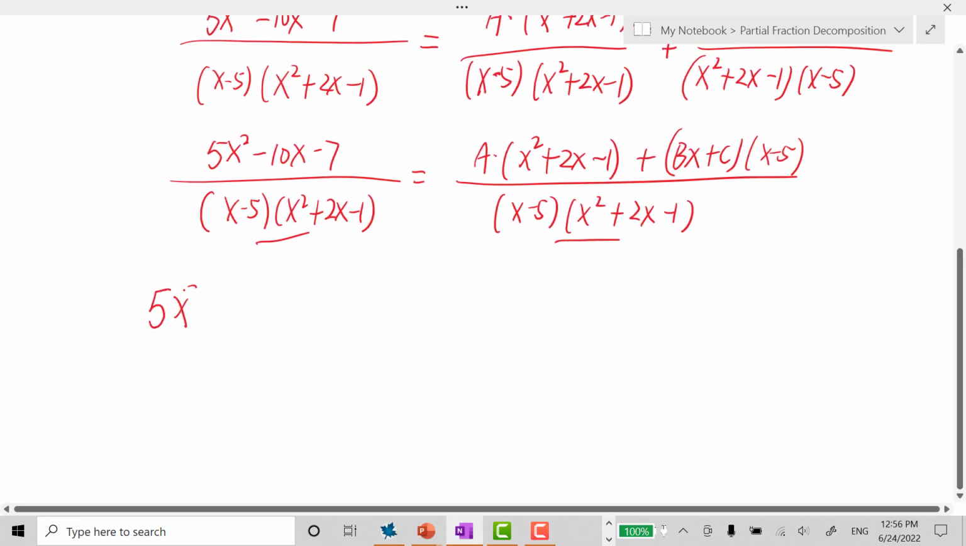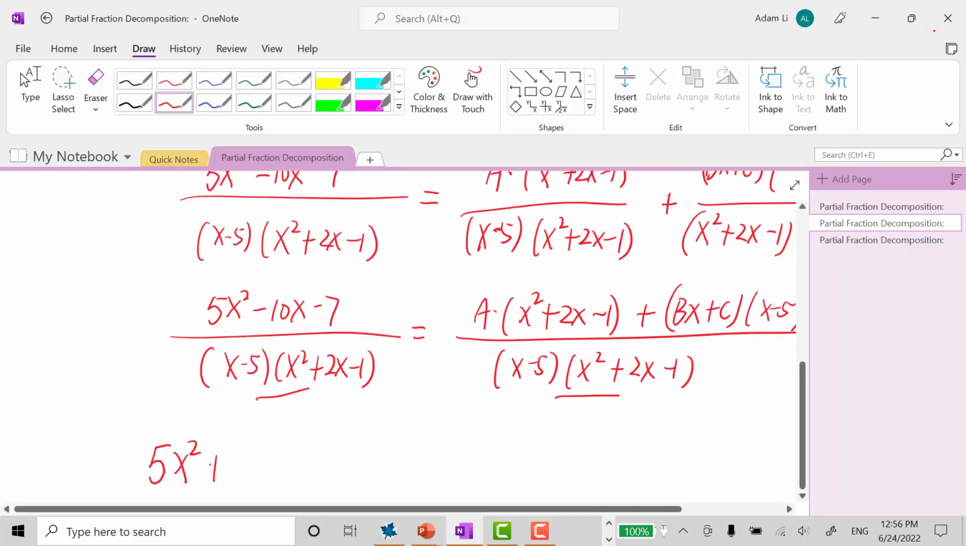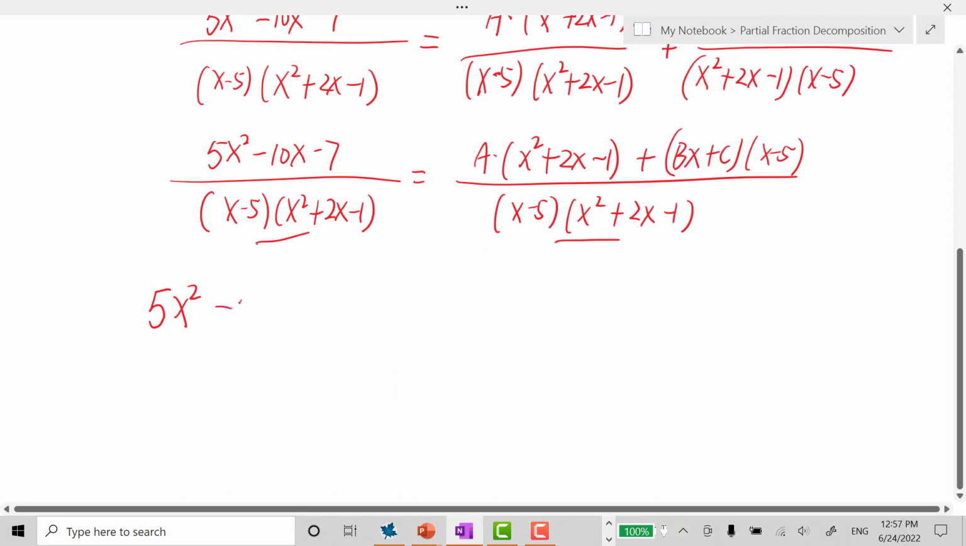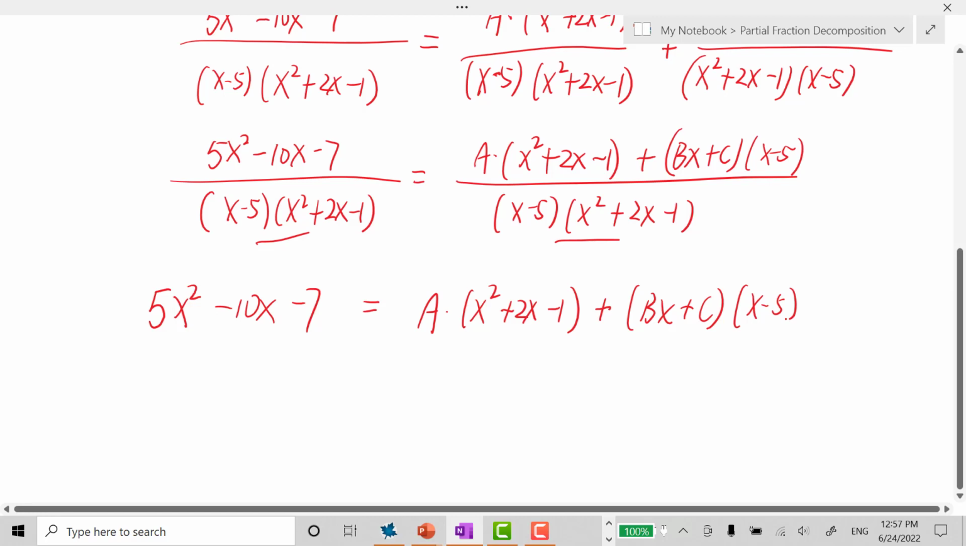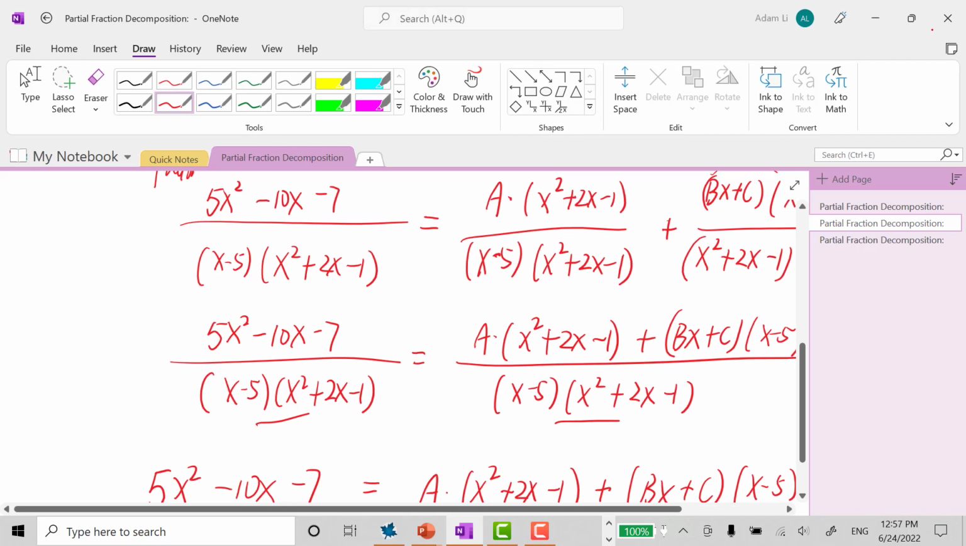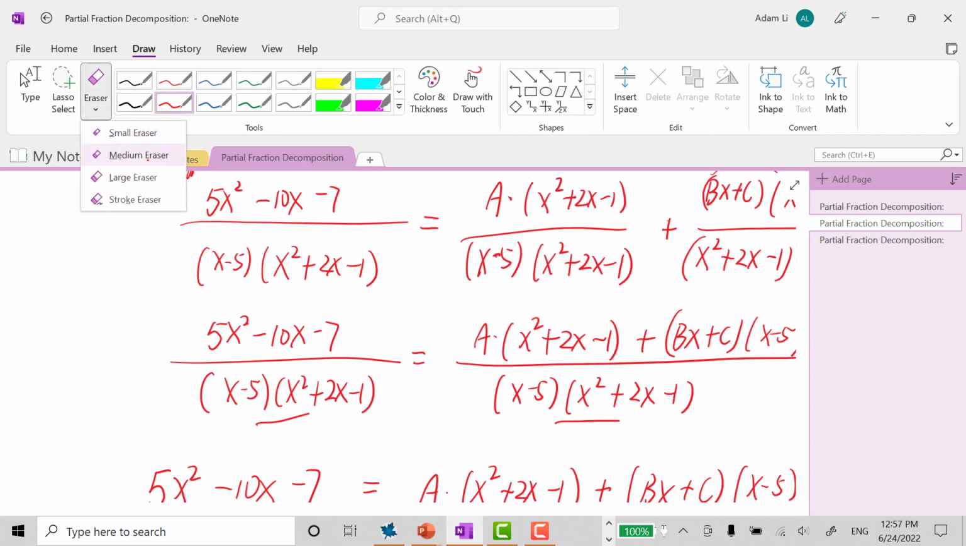So 5x squared minus 10x minus 7 is equal to a times x squared plus 2x minus 1, plus c times x minus 5. Now, on the right hand side, we can distribute and collect like terms. We can also use the formula method. So I guess I'll show both methods in this case.